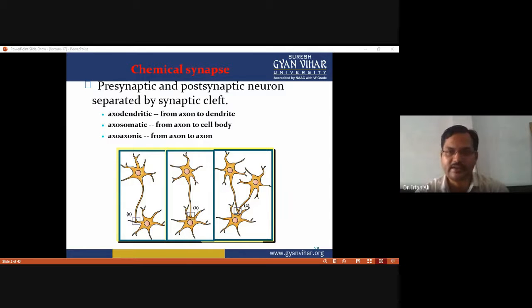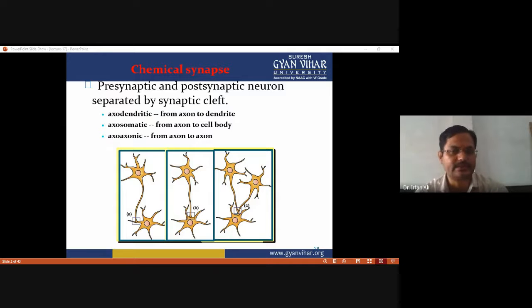So axodendritic means the synapse present between the axon and the dendrites. As you have to know the structure of the neuron, this is the structure of the neuron, in which if there is a synapse present between the axon and the dendrites, it is called an axodendritic chemical synapse. And if it is present between the axon and the cell body, as in the second figure, this is called an axosomatic chemical synapse.